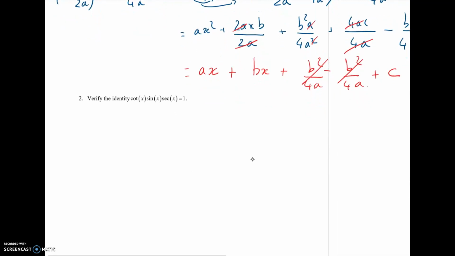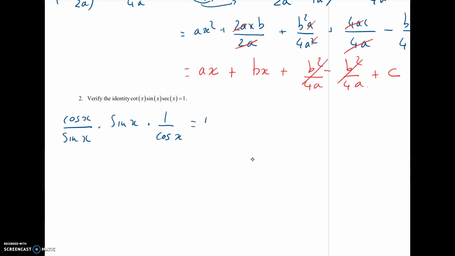Alright, so let's try to verify the identity cotangent x times sine x times secant x equals 1. So very different strategy to do that. One of them is to try to simplify, and so what I want to do is express cotangent in terms of sine and cosine, and express secant in terms of sine and cosine. So I end up with my left side of the equation as the cosine of the angle divided by the sine of the angle, multiplied by the sine of the angle x, multiplied by 1 over the cosine of the angle x, equals 1.